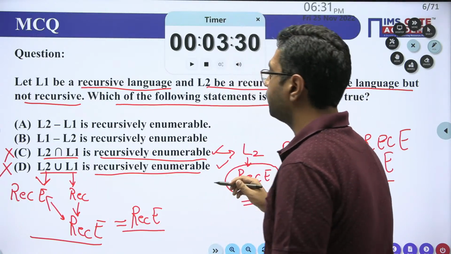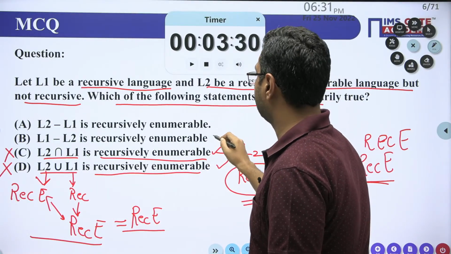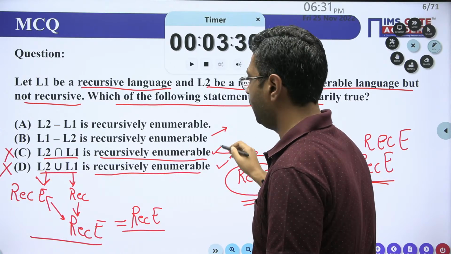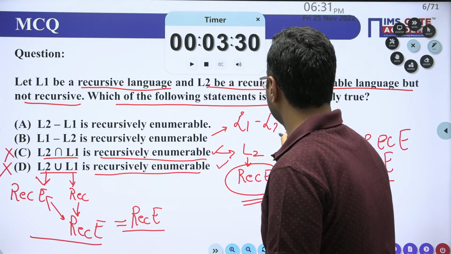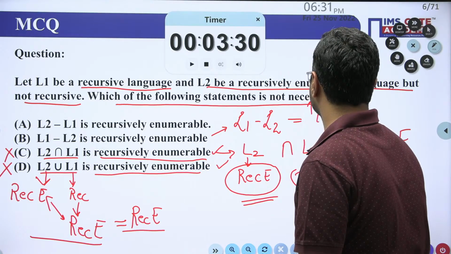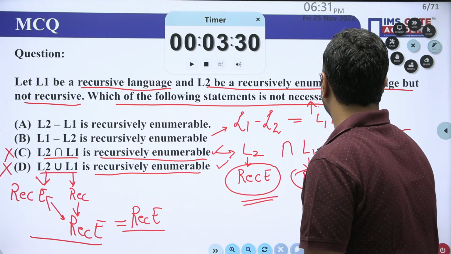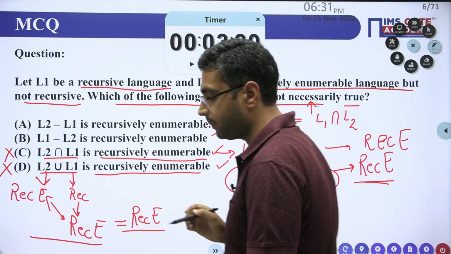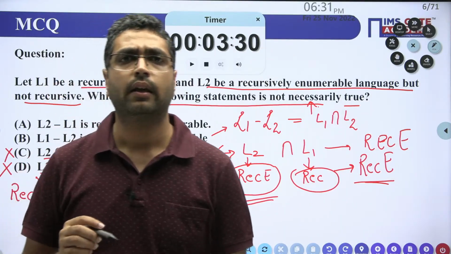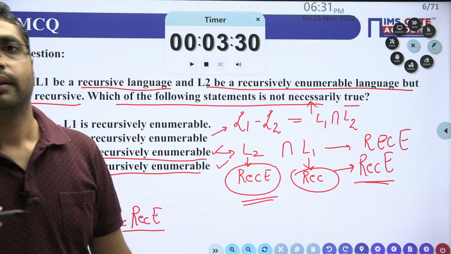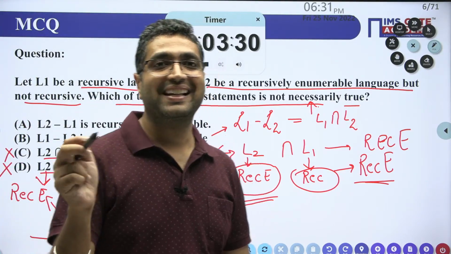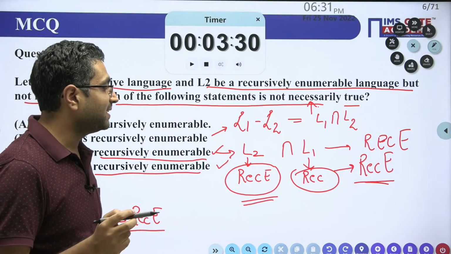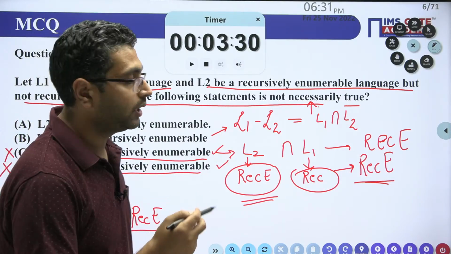So then we come to L1 minus L2. Now, as we discussed yesterday, L1 minus L2 can be written as L1 intersection L2 bar, right? We discussed it yesterday, in yesterday's example we used the substitution. Thanks, Nikhil. Yeah. So let's go back. L1 minus L2 becomes L1 intersection L2 bar.